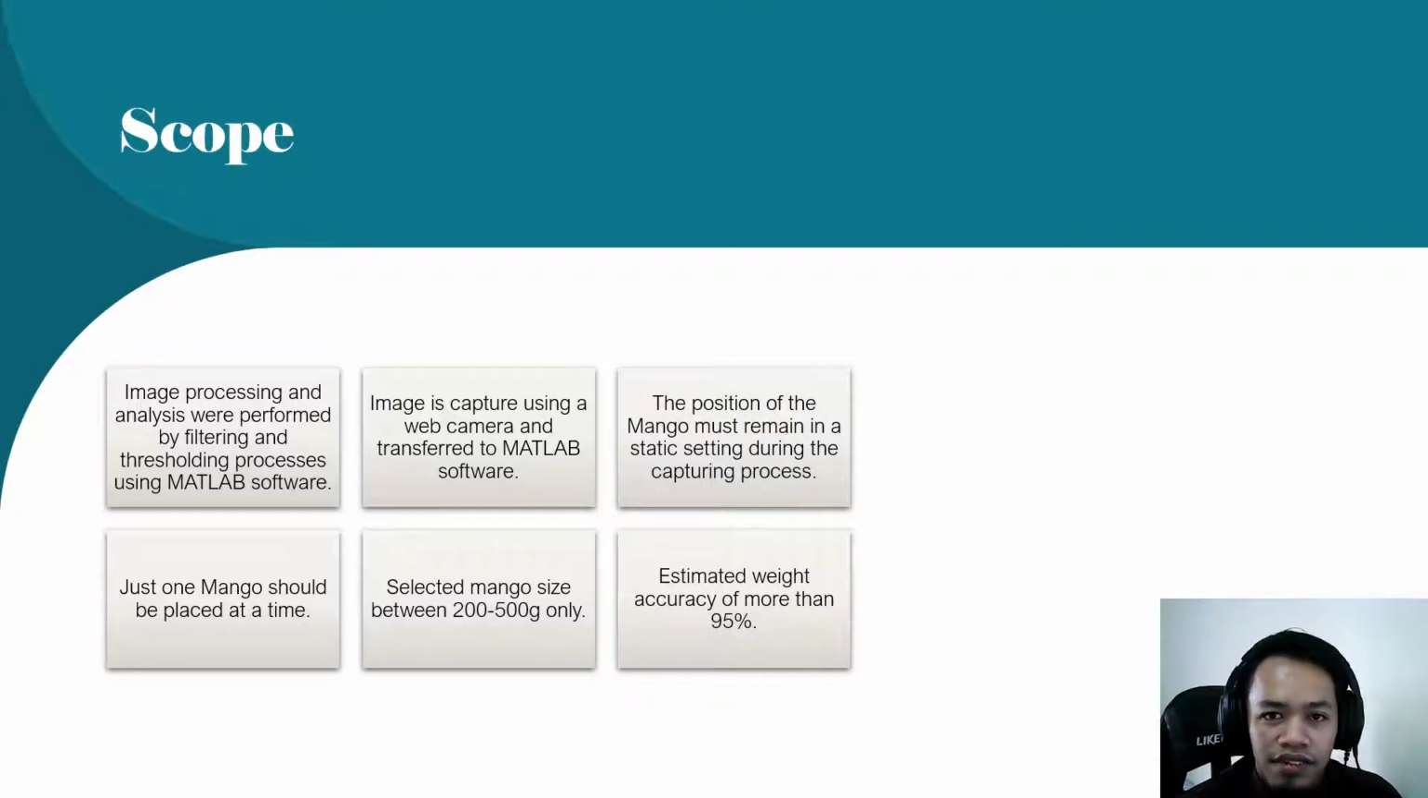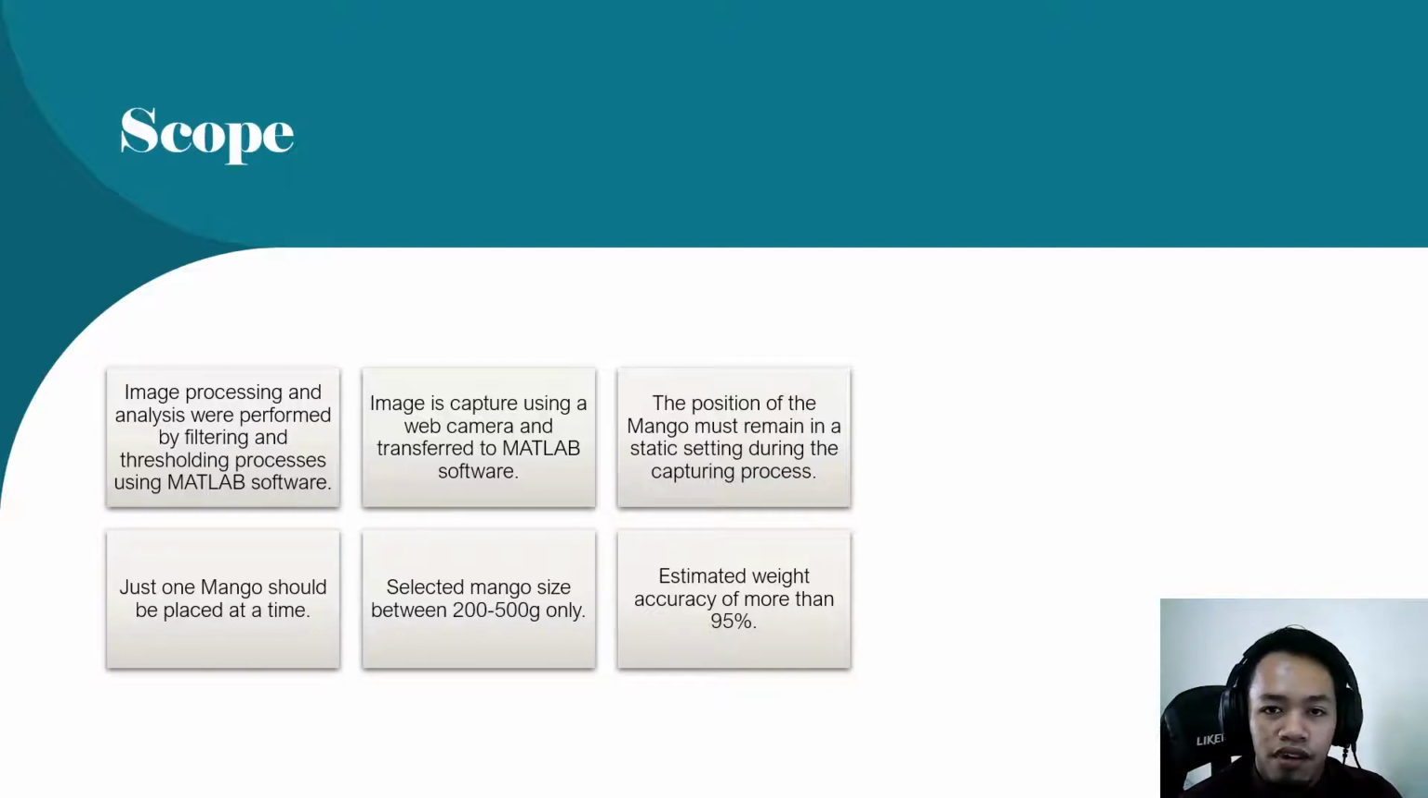Next, the image is captured using a web camera and transferred to MATLAB software. For example, the image acquisition system will support the OS generic video interface toolbox. This toolbox was used because this project sent an image from a web camera via USB cable.